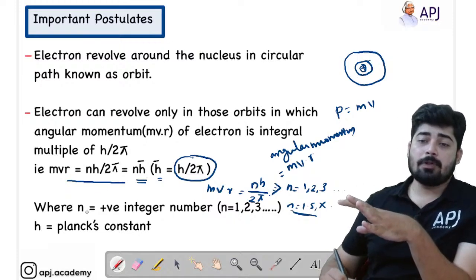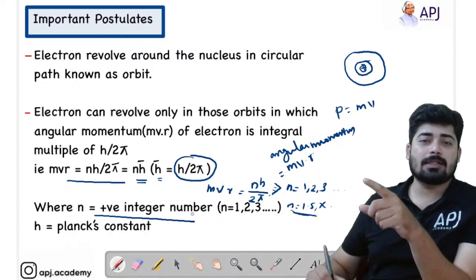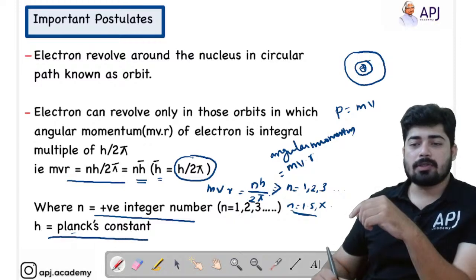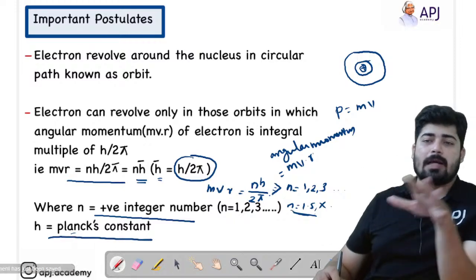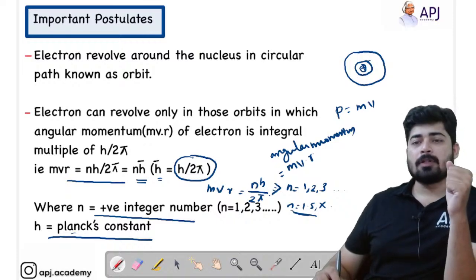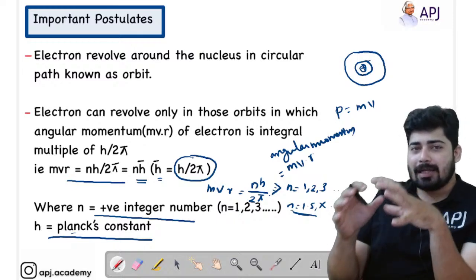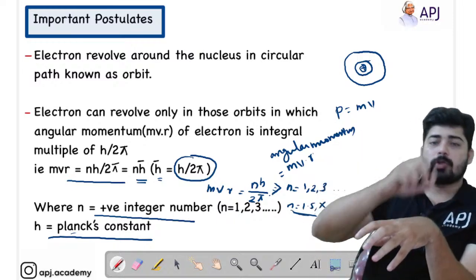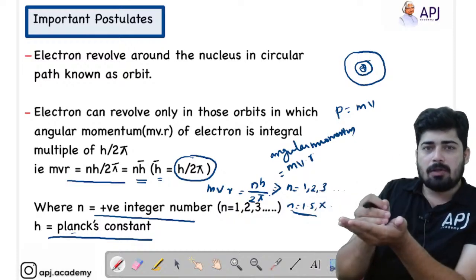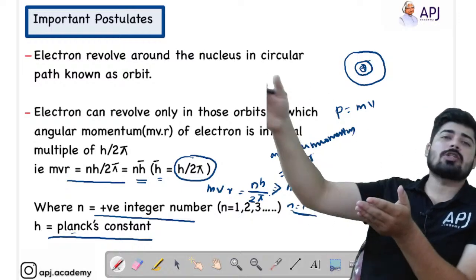Here n is a positive integer, that is n equal to 1, 2, 3, and h is the Planck's constant. Hope these two postulates are clear for you guys. So let's think about the second postulate. The electron can revolve only in those orbits in which the angular momentum of the electron is an integral multiple of h by 2 pi.